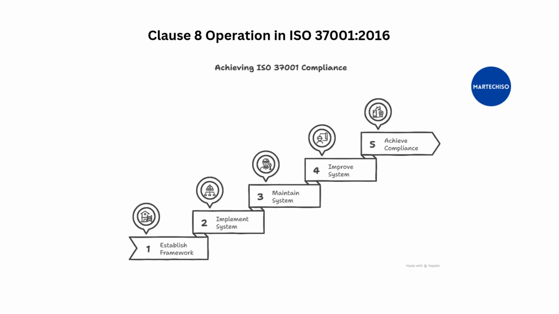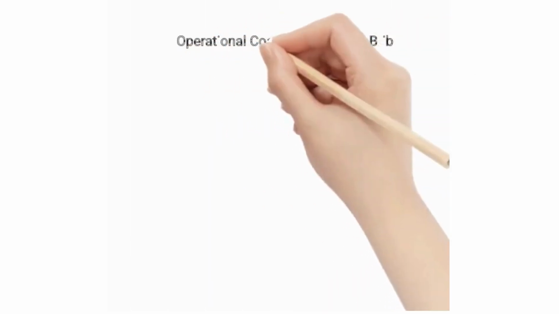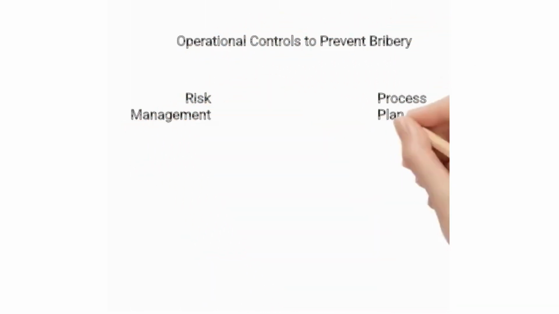Don't worry if that sounds complicated. By the end of this video, you'll understand exactly how it works and why it matters. Clause 8 covers the operational controls needed to prevent bribery.